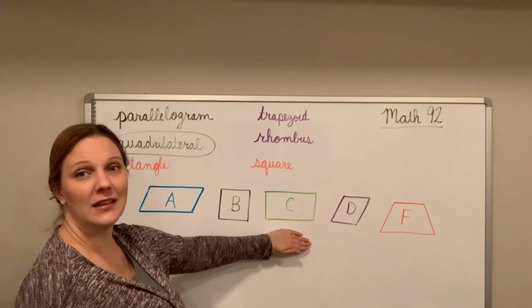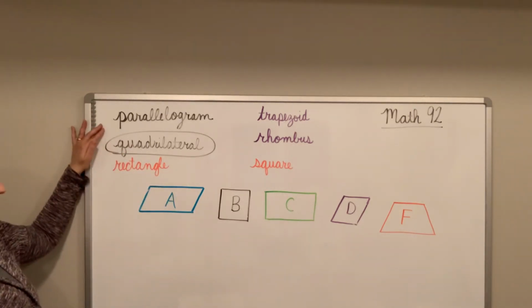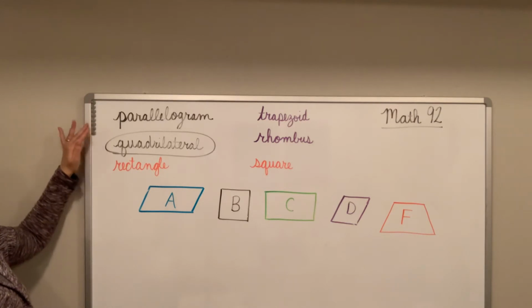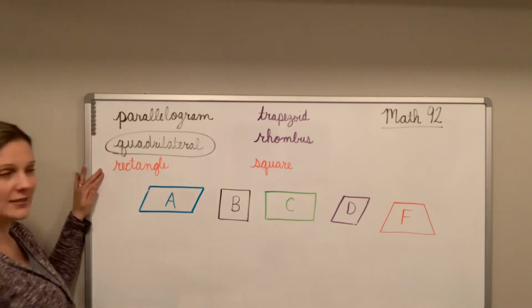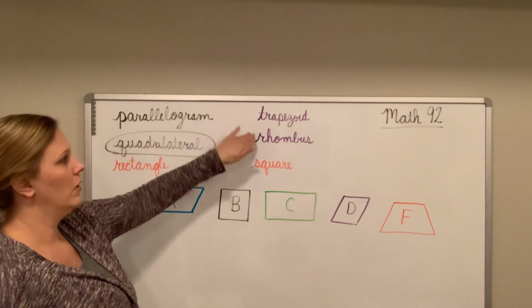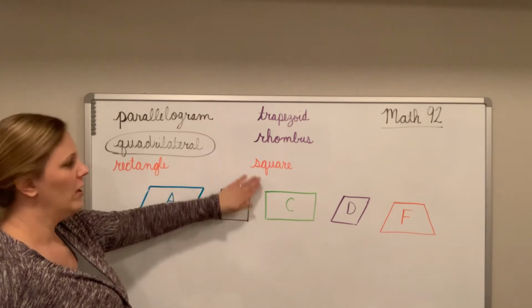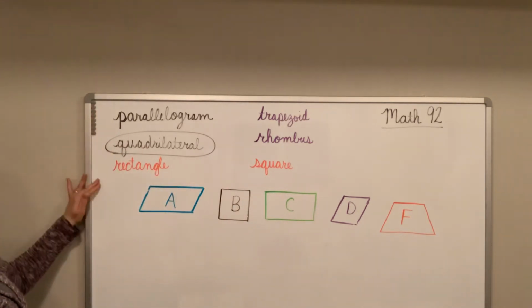Okay, let's look at C. What do you think C is? Is C a parallelogram? Yes, two sets of parallel sides. Is it a rectangle? Yes, because it has 1, 2, 3, 4 right angles. Trapezoid? No. Rhombus? No. Square? No. So C is only a parallelogram and a rectangle.